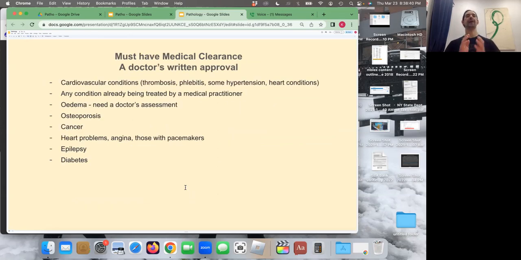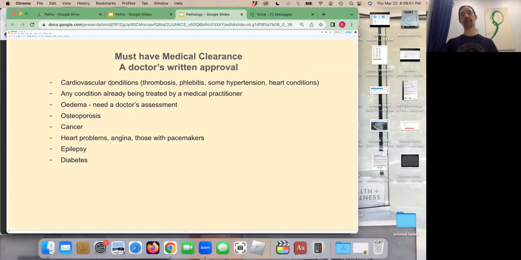So some things that you absolutely have to get a doctor's written approval for. You have to have medical clearance. This is for the MBLEx, right? So on the MBLEx, they're going to ask you, do you send this person away? Do you treat this person anyway? Do you have this person call their doctor? We're going to see, hopefully we're going to get into a couple questions like that tonight when we do the AMTA questions.